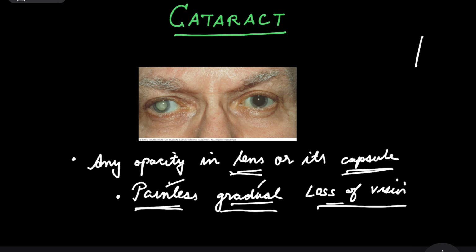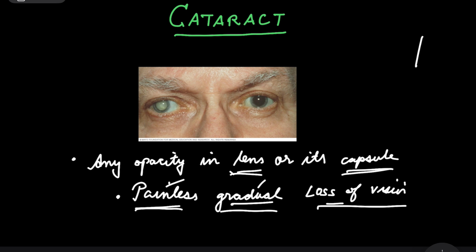So you will not have a patient coming to you and saying that my vision was completely okay yesterday, but now suddenly I cannot see, and you investigate that person and you find that it's cataract. That is not how cataract develops. Cataract develops gradually over time, and that is why cataract is very much seen in the elderly population.